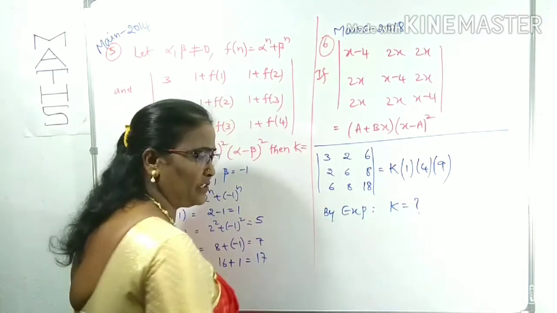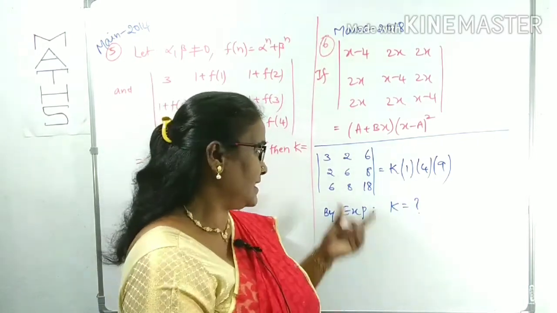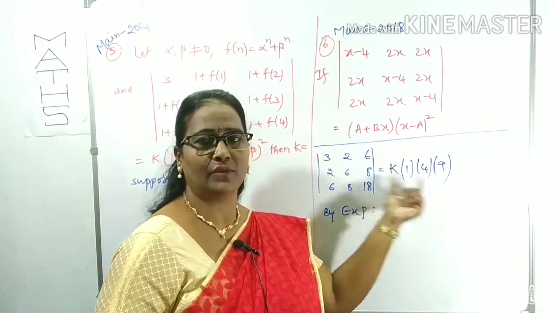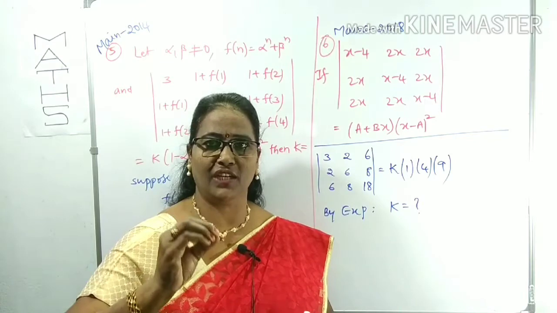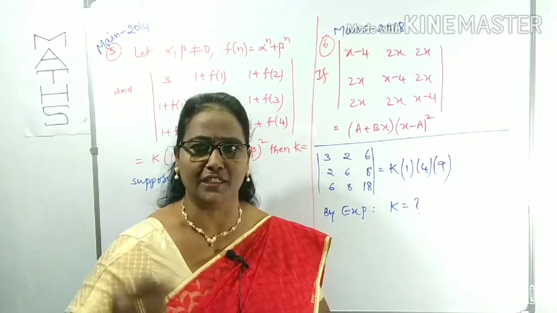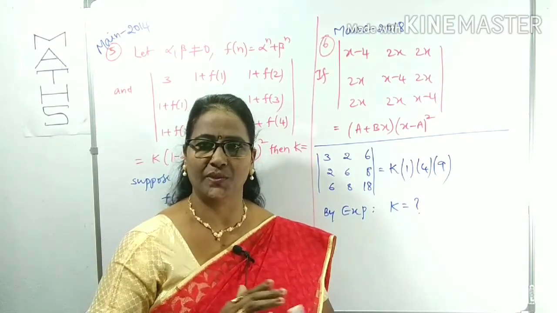I am giving this for your work. You can expand this determinant and equate this one. What is the k value? You can find out. It is a simple way, but we have to concentrate on which values we have to assume. We have to take the assumption. That is important to save time.